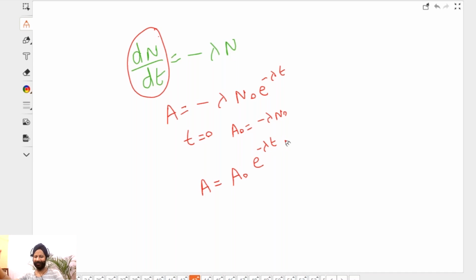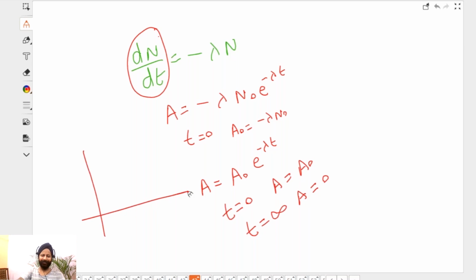So as time increases, activity reduces. At time t equals 0, activity is A naught. At time t equals infinity, activity becomes 0. So it is going to be an exponential graph, exponential decay. This is an asymptote. This graph is never going to meet the x-axis; it meets the x-axis at infinity.